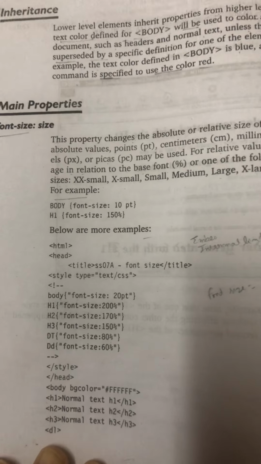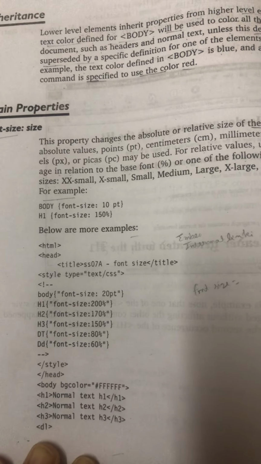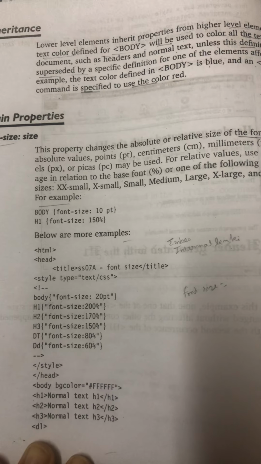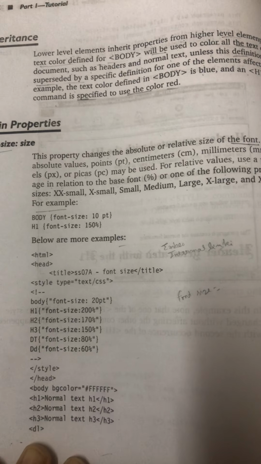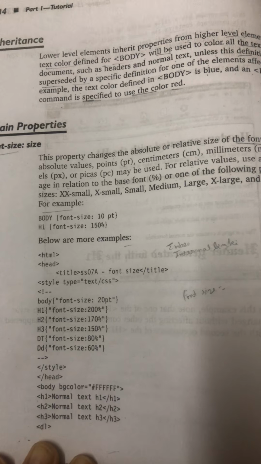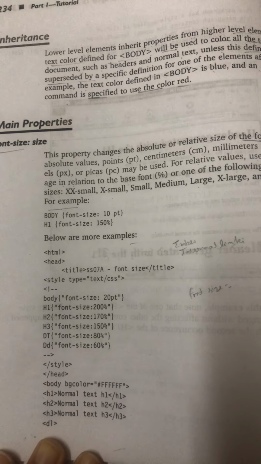So here you can see we have specified the font size for body as 10 point, which is an absolute unit of measurement. Similarly, with percentage, we can specify it as 150%. 150% of what? Of the default size of the web browser. 10 point is exactly 10 point. It has nothing to do with the default size.